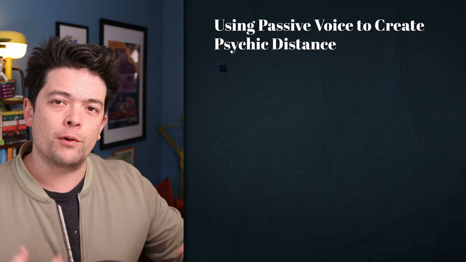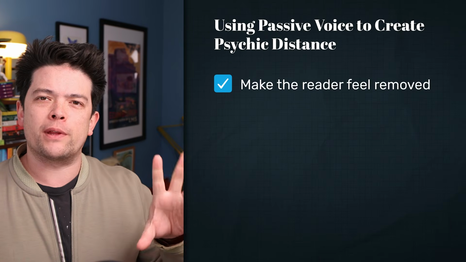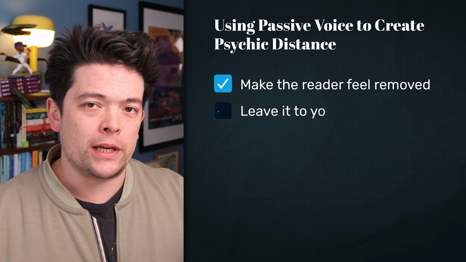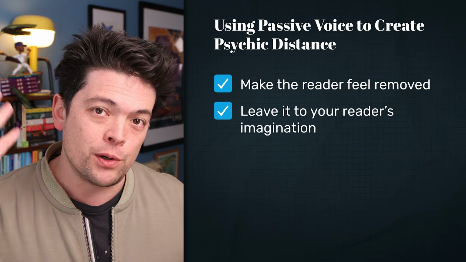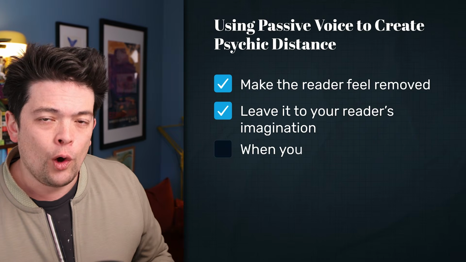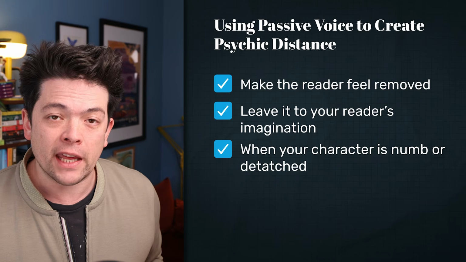So, when can you use passive voice to create this psychic distance? When you want the reader to feel a little bit removed from the action, as though watching through a thick pane of glass. You might use it when the horror or violence might actually be worse when it's not named directly, leaving it up to the reader's imagination. You can use it when emotional numbness is the point, or when the character is describing something that they can't fully face. Which takes me to point number 2.